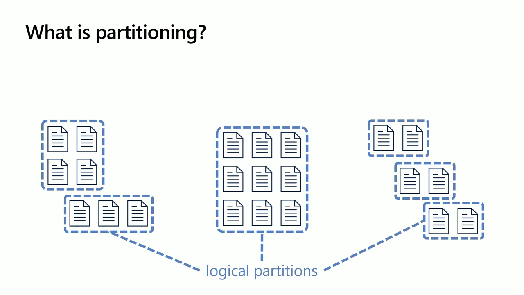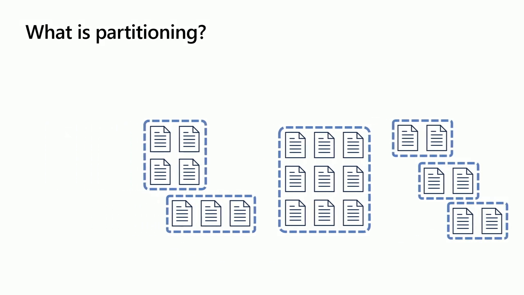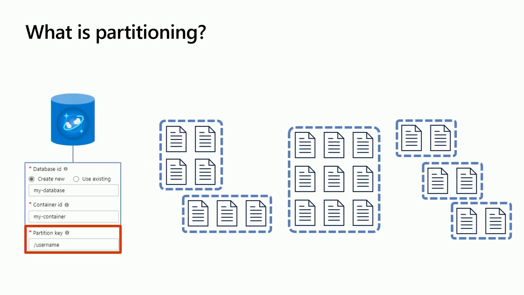The question remains the same. How do we decide that this document should go into this logical partition and that document into that logical partition? This is where the partition key comes into play. When you are creating a Cosmos DB container, you have to define the partition key of that container. This is the name of the property we are going to look up in your JSON documents in order to understand which logical partition it belongs to.